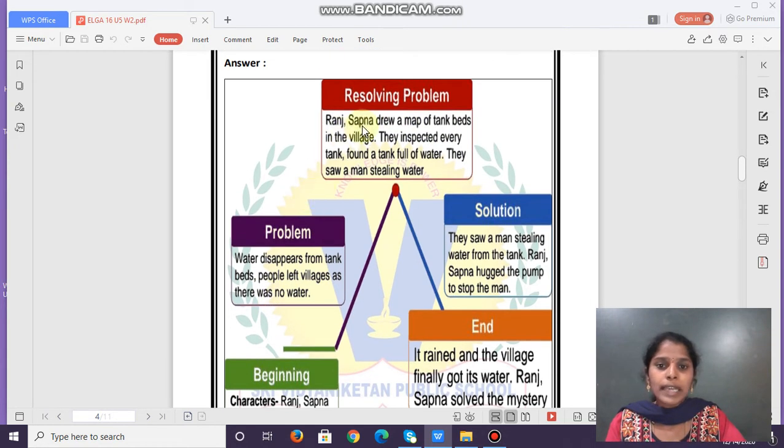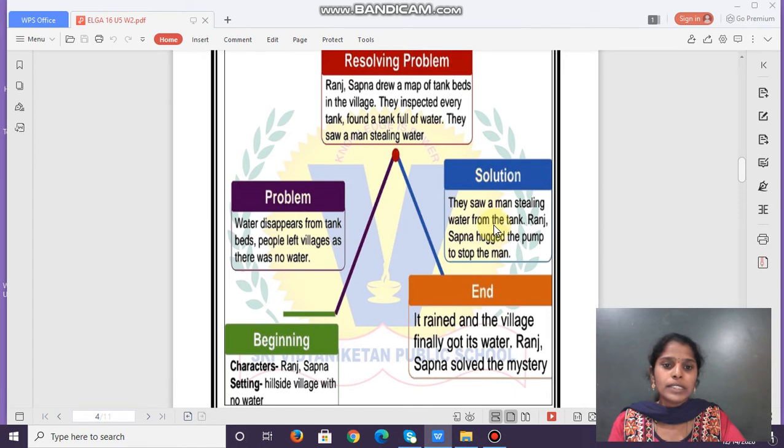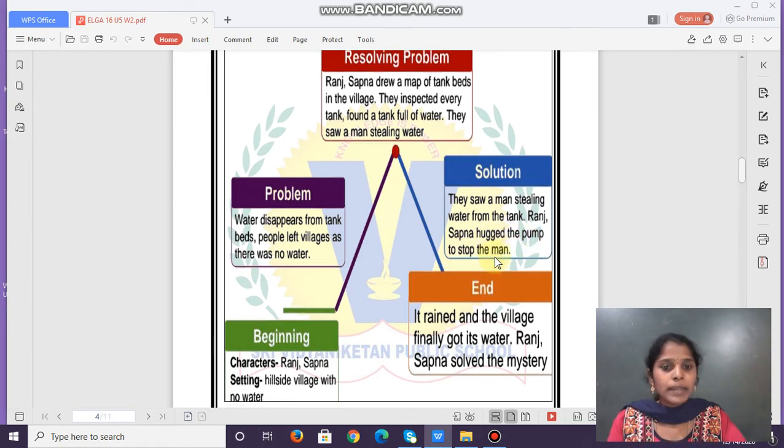And what is the climax, the resolving of the problem? Ranjan and Swapna drew a map of the tank beds in the village. They inspected every tank and found a tank full of water. They saw a man stealing water. Next, what is the solution to this? Slowly, how the problem falls into the solution. They saw a man stealing water from the tank. Ranjan and Swapna hugged the pump to stop the man.